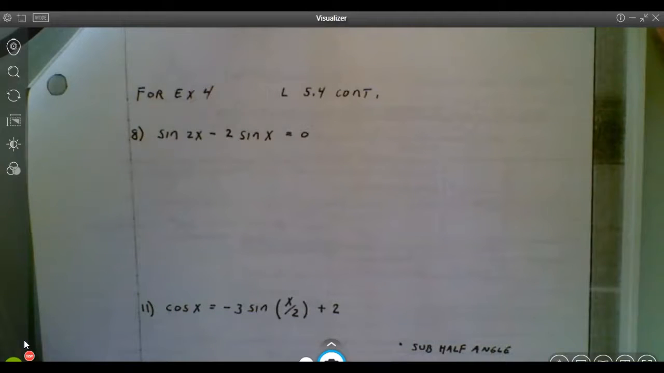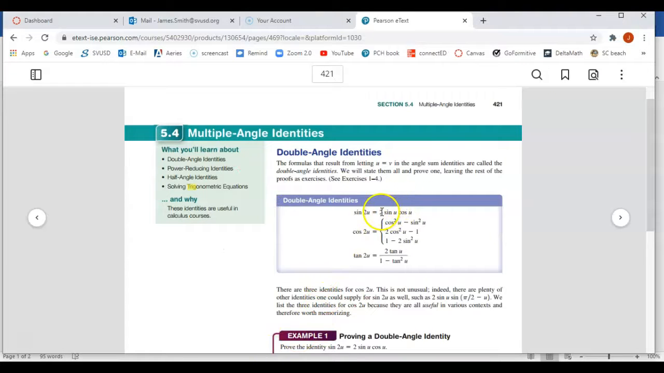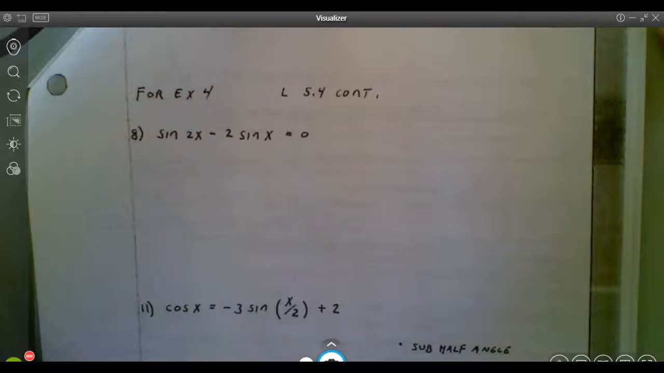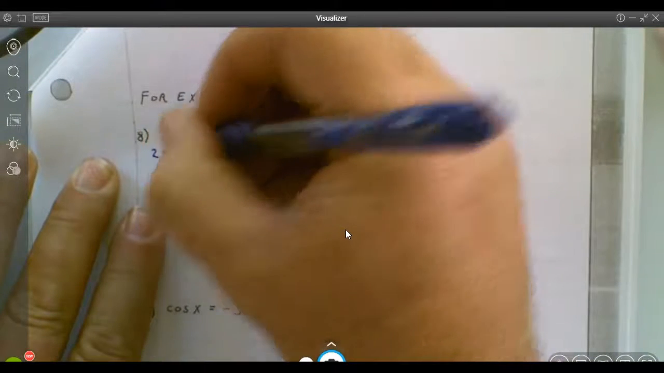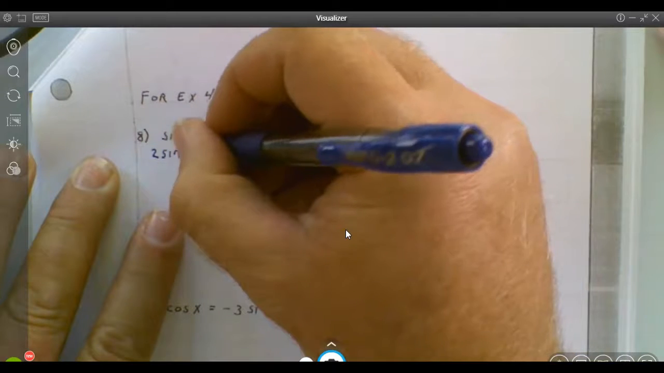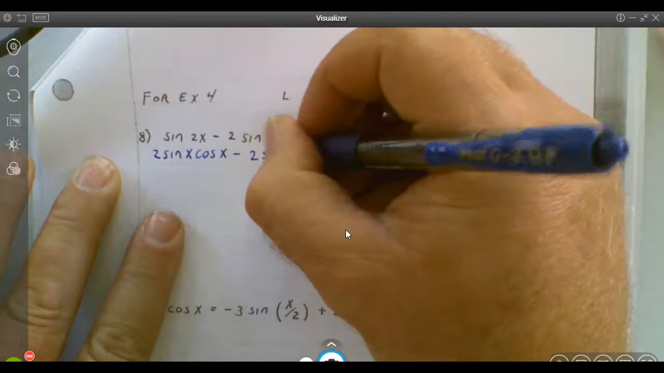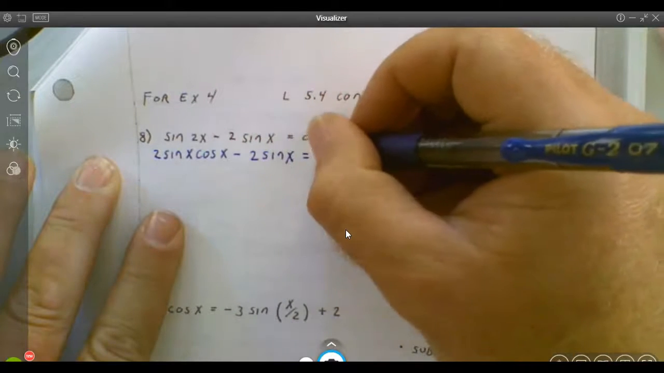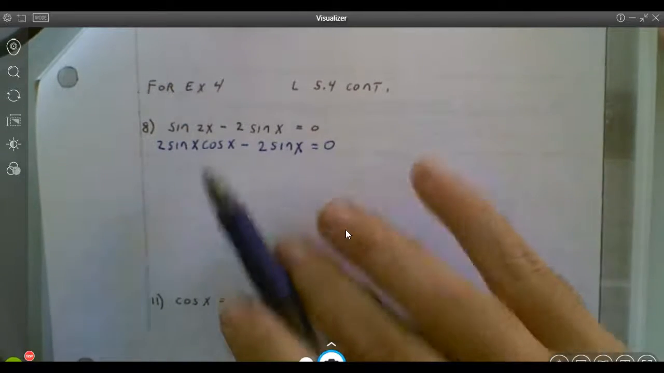So on number 8, first thing I'm thinking is I don't want the sine of 2x. I want to replace that with my double angle formula. So let's look at that one real quick. So that would just be 2 sine cosine. So let's plug that one in. As I already mentioned, I really don't like having 2 different trig functions in here. It makes them very hard to solve.